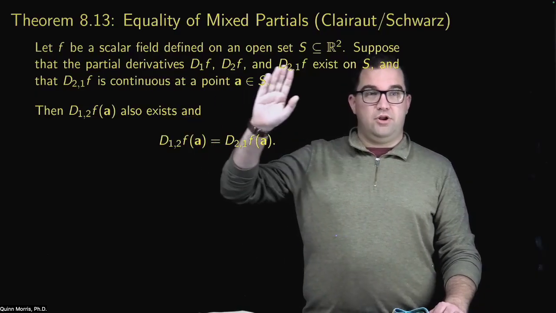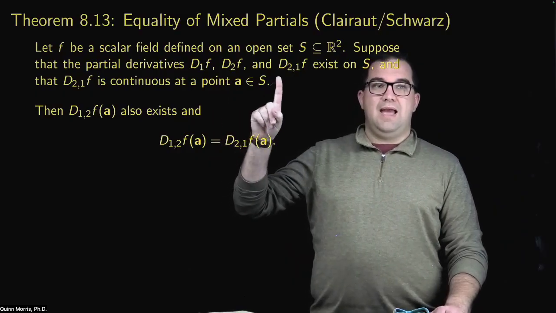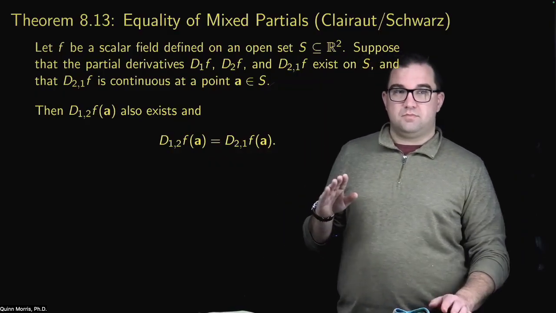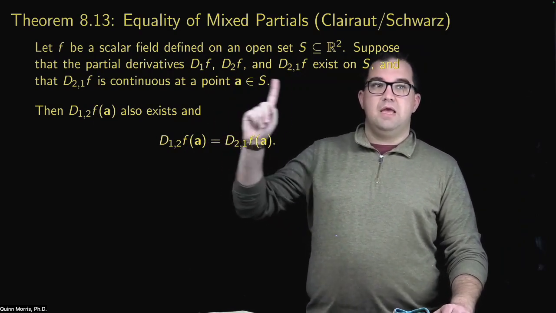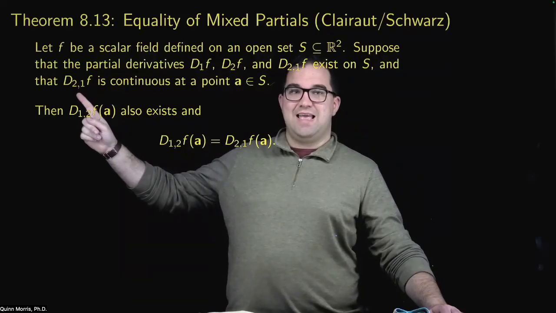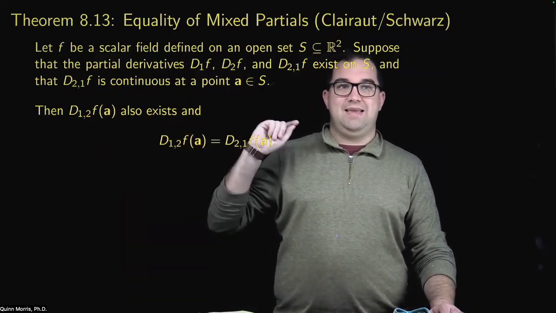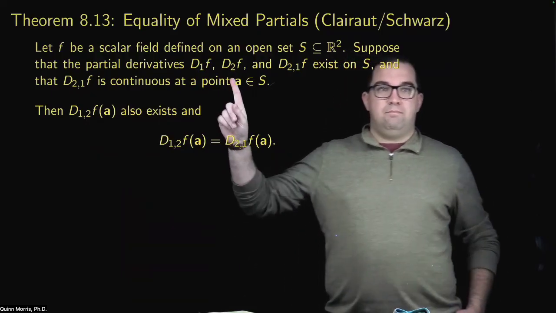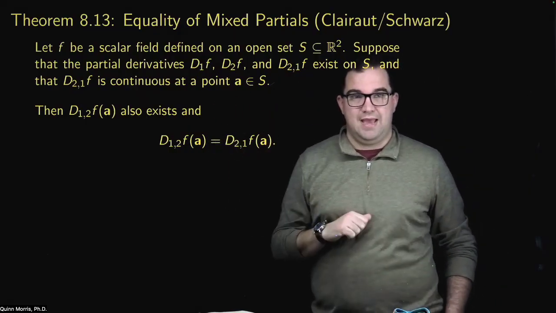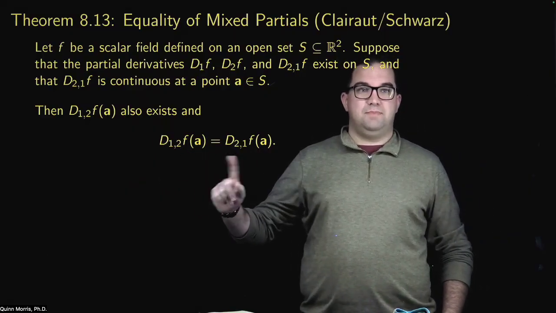So let F be a scalar field defined on an open set S in R2. And suppose that the partial derivatives d1 of f, d2 of f, and d21 of f exist on this set S. So my first assumption is simply that both of the first partials exist and one of the mixed partials exists on this set S. Additionally, I want to assume that that same mixed partial doesn't just exist on S, it's actually continuous at a point A in S. So if you know that both the first partials exist, one of the mixed partials exists, and that same mixed partial is continuous at some point A, then the other mixed partial must also exist, and the mixed partials must be equal to one another.